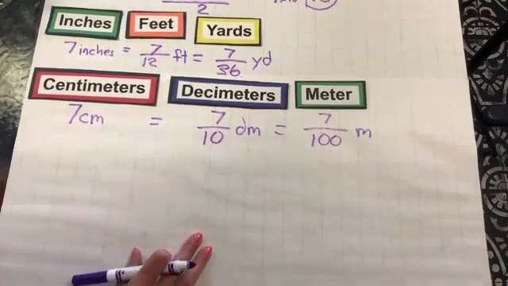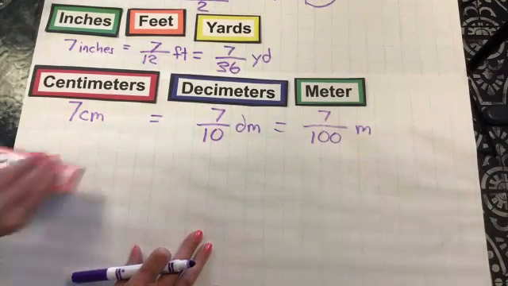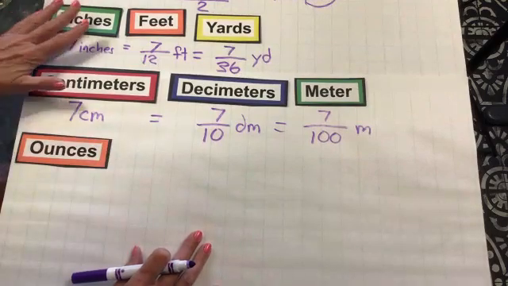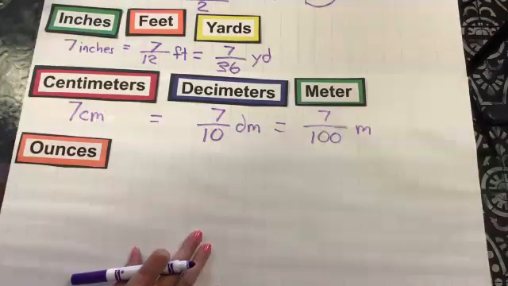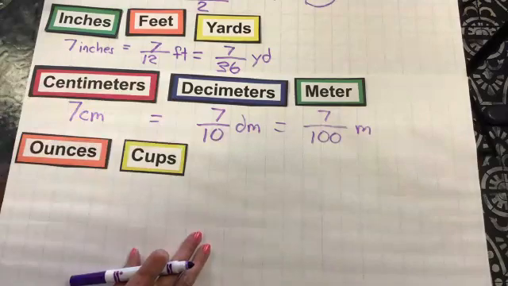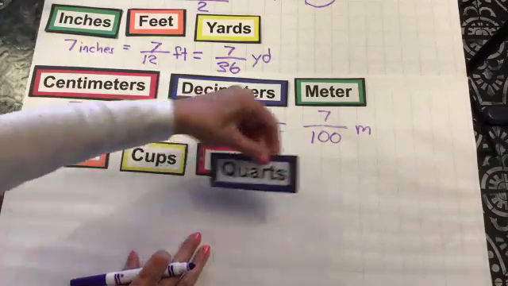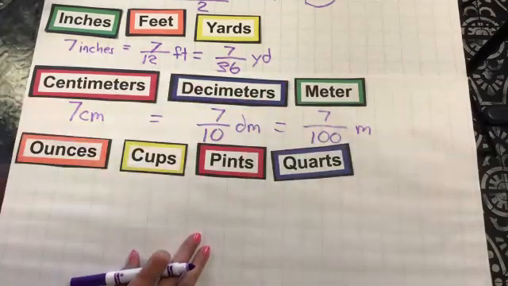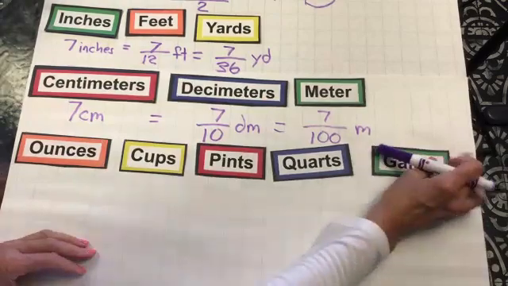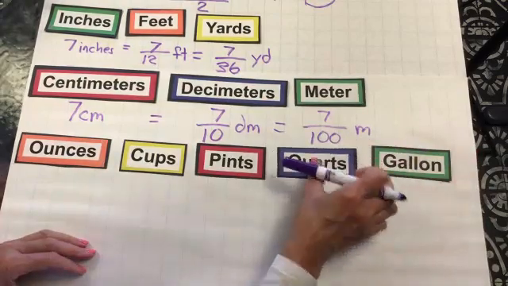All right, let's move on to ounces. So this was linear, that is the length of objects. This is liquid. So we're talking liquid, just like an ounce of milk or a cup of milk or a pint of milk or a quart or a gallon. So these are all correlated, matching up to each other.